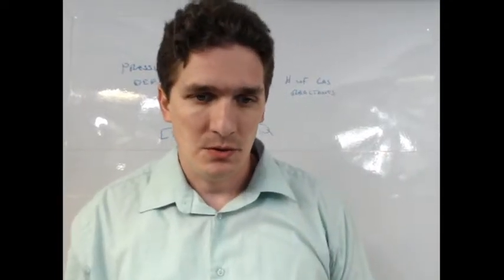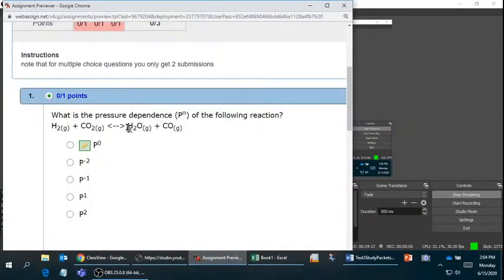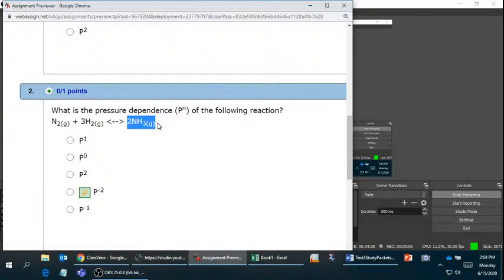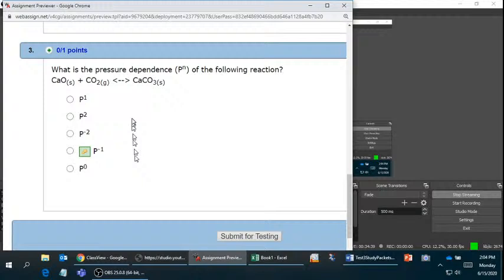So if we go to the homework, and I'm bringing it up on the desktop, we have 1 mole of gas here, 1 mole of gas here, so that's 2. We have 1 mole of gas here, 1 mole of gas here, that's 2. So 2 minus 2 is 0, so we get a P0 dependence. For this one, we finish with 2 moles of gas, and we start with 1 plus 3, which gives us 4, so 2 minus 4 gives us that -2 dependence. For this reaction, we have 0 moles of gas, and we have 1 mole of gas in the reactant, so 0 minus 1 will give us -1.